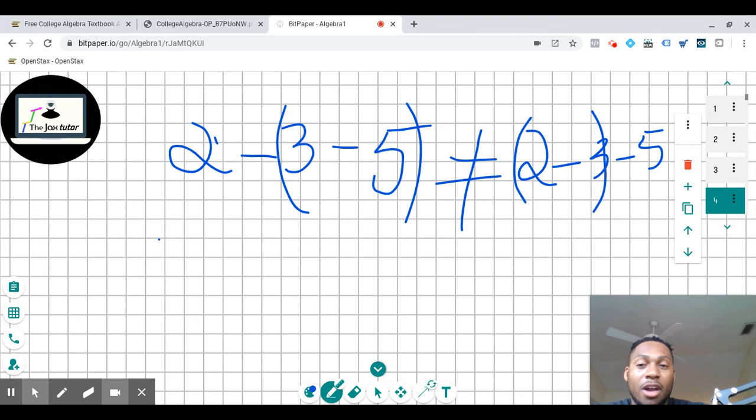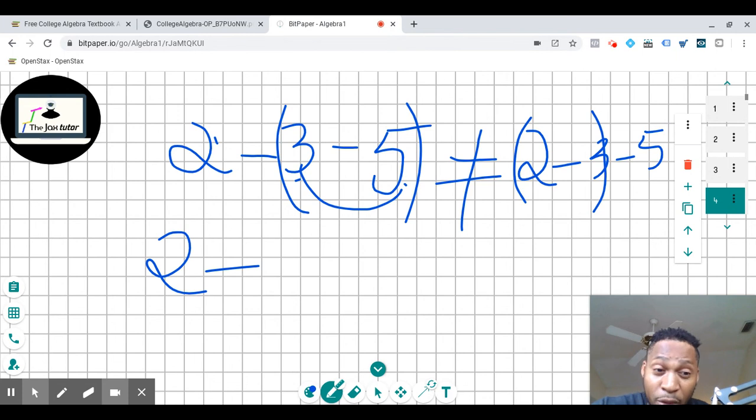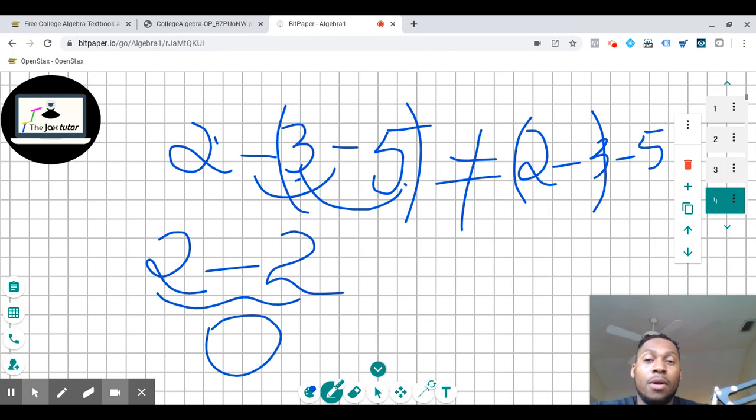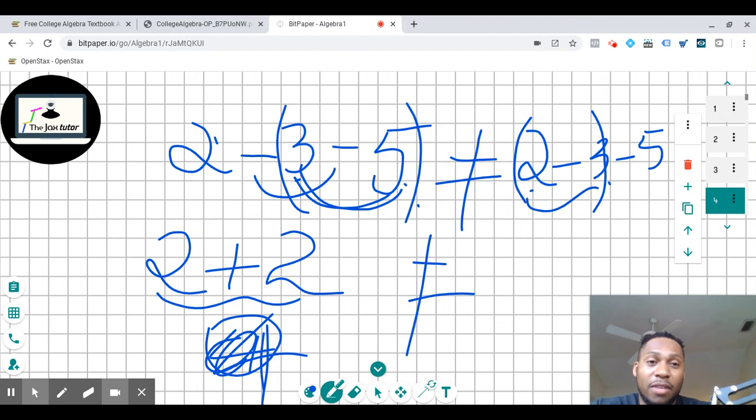In this case, you have the 2, and because we're following PEMDAS, we do the one in parentheses first. 3 minus 5 is negative 2, times the negative that was in front of it. That becomes a positive 2. So 2 plus 2 gives you a 4. Sorry about that. On this side, you have a 4. On the other side, 2 minus 3, following PEMDAS, is negative 1. Negative 1 minus 5 gives you a negative 6.